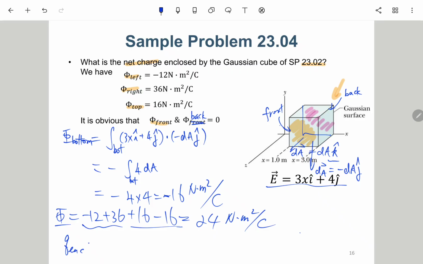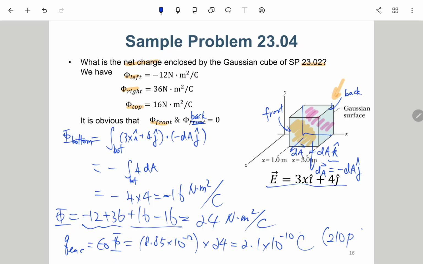Q enclosed will be epsilon naught times phi, which is 8.85 times 10 to the negative 12, times 24, which is 2.1 times 10 to the negative 10 coulomb. Or if you would like to write it with the scientific prefix, it is 210 picocoulomb. Pico is 10 to the negative 12. You can answer with either one.